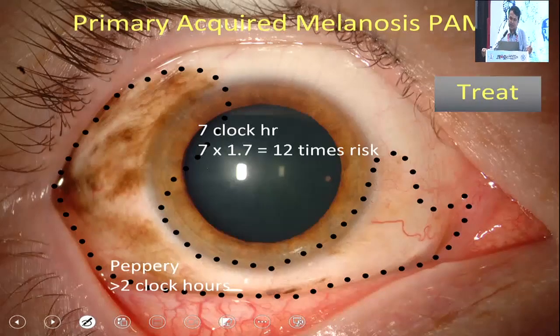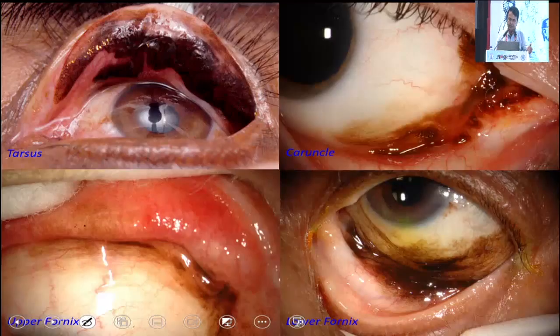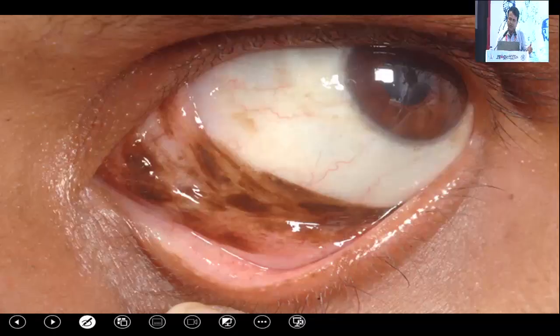Or if it is very extensive, then you do a map biopsy of the conjunctiva, find out which areas have atypical nature and excise only that, or use topical mitomycin C. These are the treatment options. These are all various extents of PAM which you should be looking for.